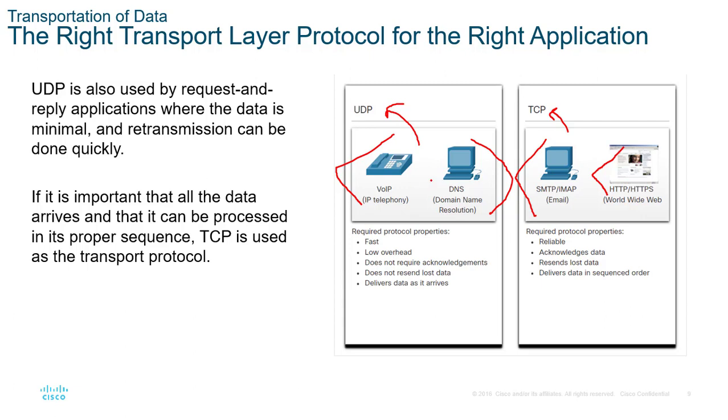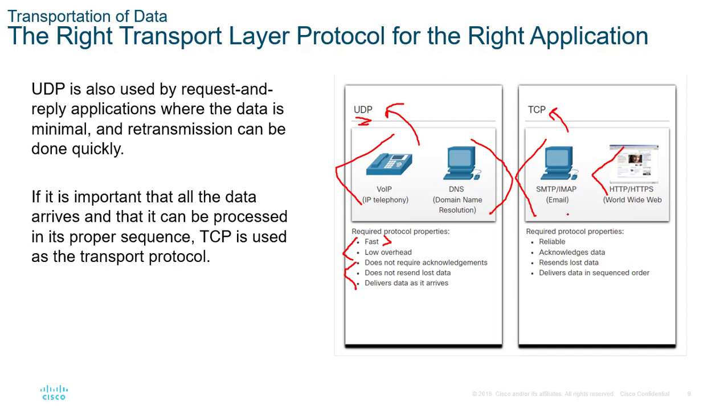So in this, as you see here, voice over IP or IP telephony is a streaming audio, and it needs fast, low overhead characteristics. It doesn't require acknowledgments or resending of lost data, and the delivery of data comes as it arrives. There's no need to resequence data. So these low latency real-time applications prefer to use the user datagram protocol for its low overhead and low latency, meaning their fast delivery and without a lot of delay.